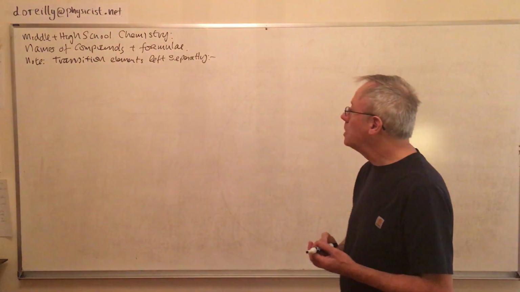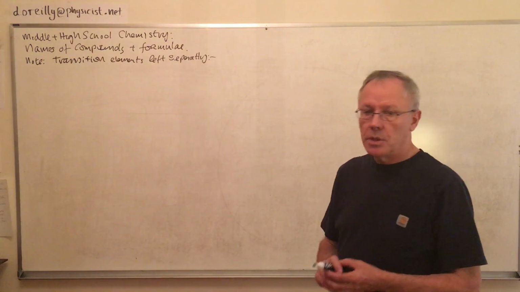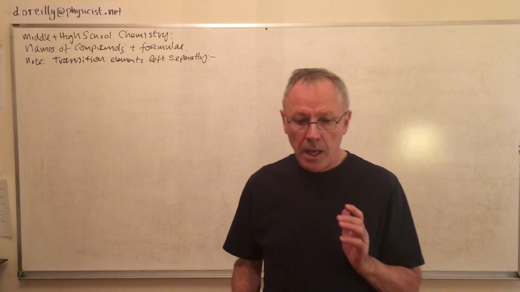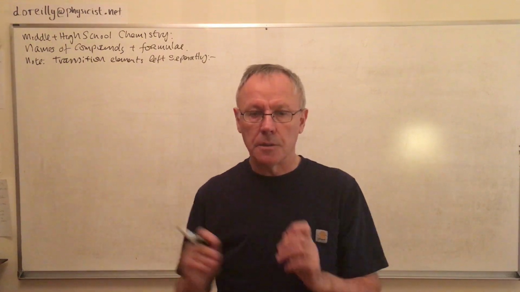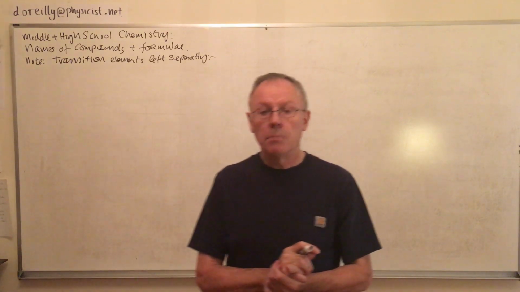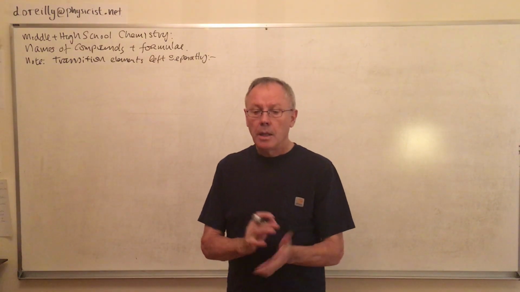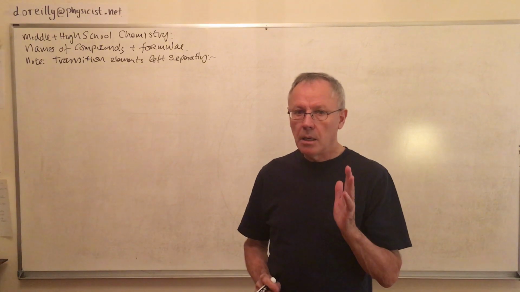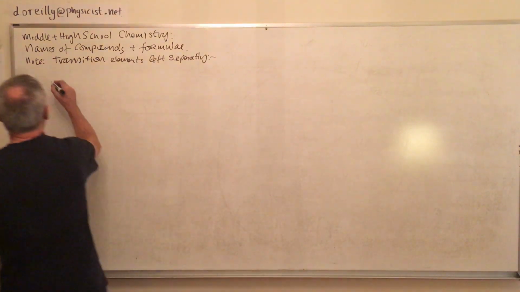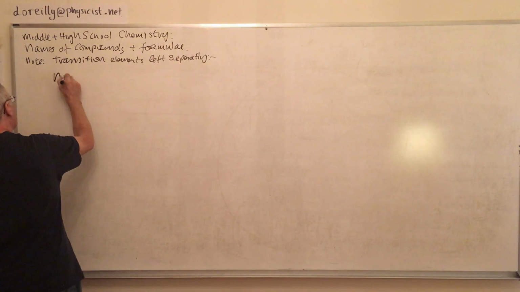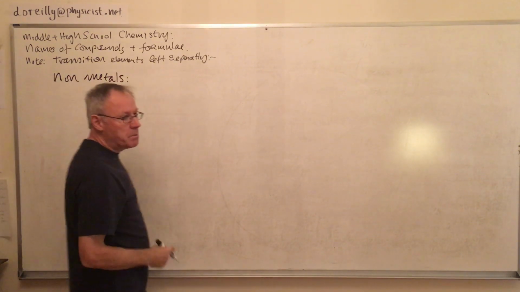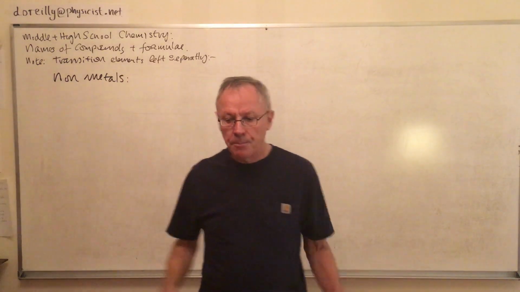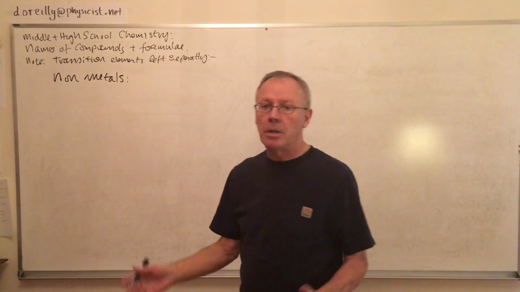So let's talk about naming compounds. Now, there are two types of elements in the periodic table, generally speaking, metals and non-metals. Most of the things that take part in making compounds will be mostly the non-metals. Metals plus metals, metallic bonds, that's just an alloy. They're not a compound as such.